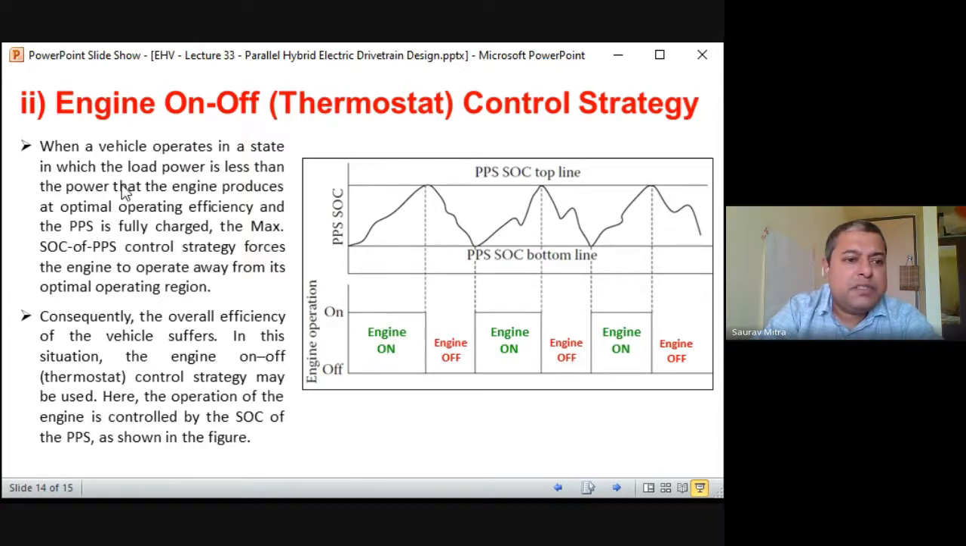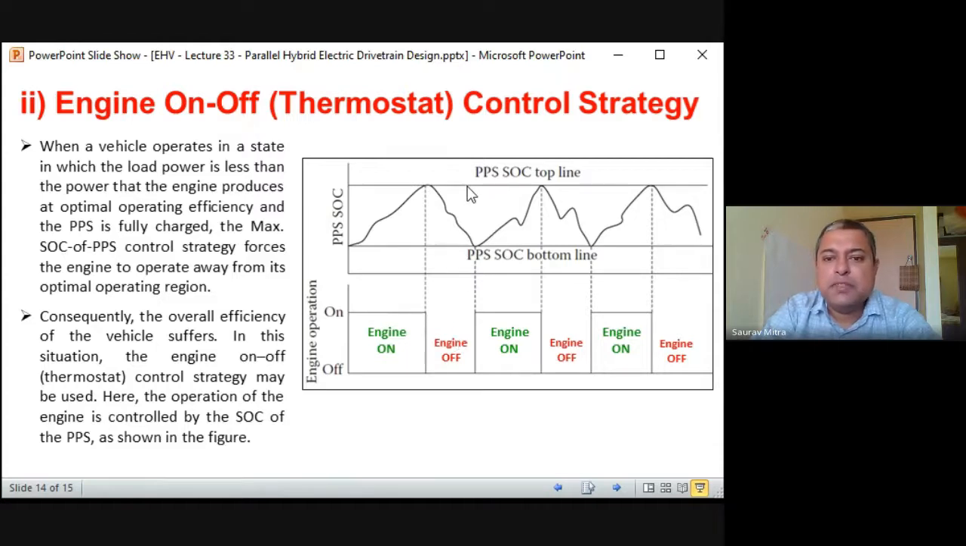When the vehicle operates in a state wherein the load power is less than the power that the engine produces at optimal operating efficiency, and the PPS is fully charged, in this case the engine will be off. So in this case, the PPS will be supplying all the power required for the traction motor. Whenever the PPS is supplying the traction motor, the engine will be off.